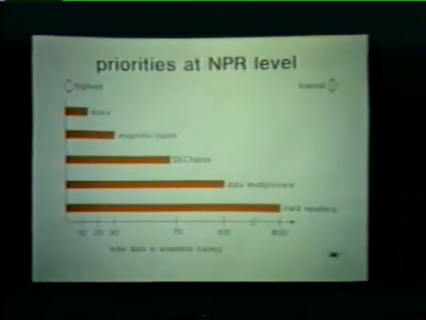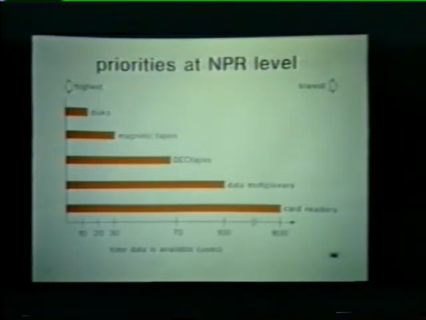The factor that determines priorities at the NPR level is the time the data is available. Here we see data availability times for 5 types of devices. You can see, for example, that data from a disk is available for a very short period of time compared with the data from a card reader. In order to prevent loss of data, we must service a device within the time its data is available. For this reason, we assign the highest NPR priority to the device with the shortest data available span, and the lowest priority to the device with the longest span.